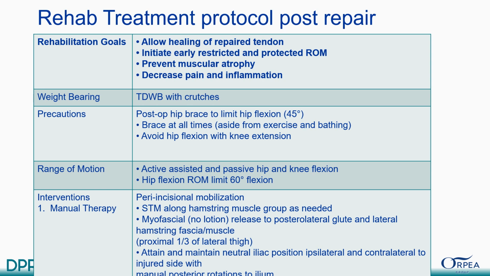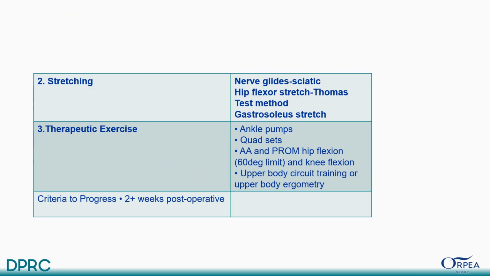Attain and maintain neutral iliac position, ipsilateral and contralateral to the injury side, and manual posterior rotation to the ilium. Stretching: nerve glides, that is sciatic nerve glides, hip flexor stretch, like the Thomas test method, and gastrosoleus stretching. Therapeutic exercise: ankle pump, quadricep setting, active assisted and passive range of motion at the hip up to 60 degrees, knee flexion, and upper body ergometry. Criteria to progress: more than 2 weeks post-op.